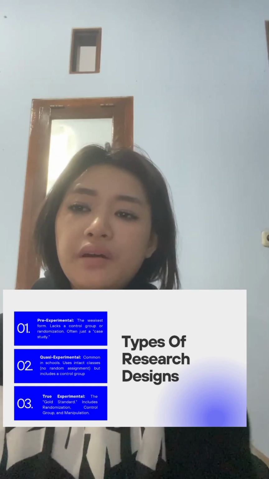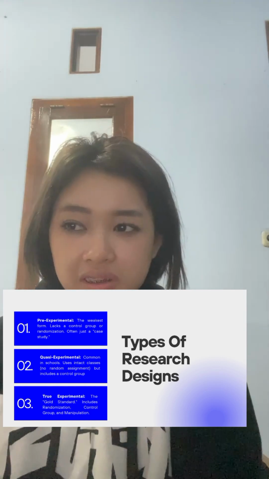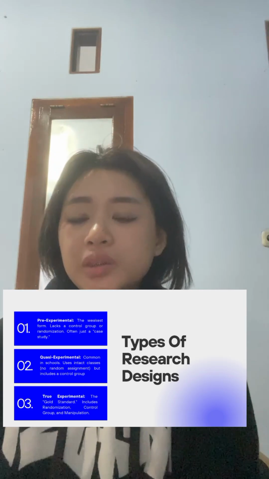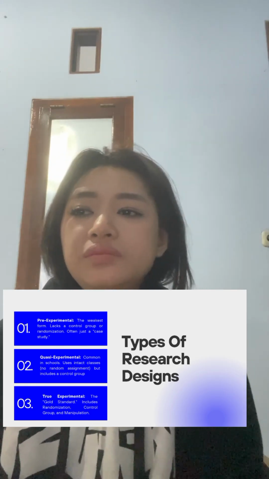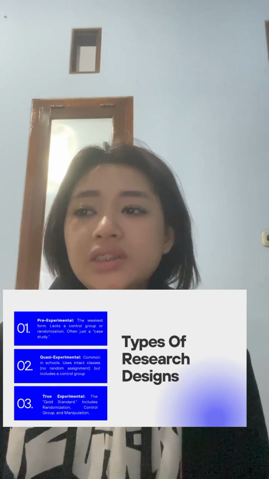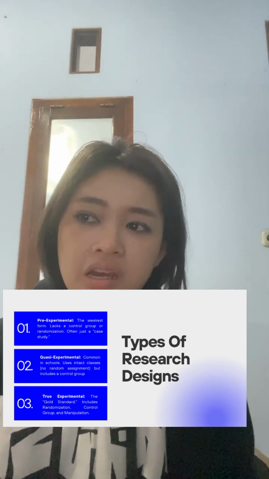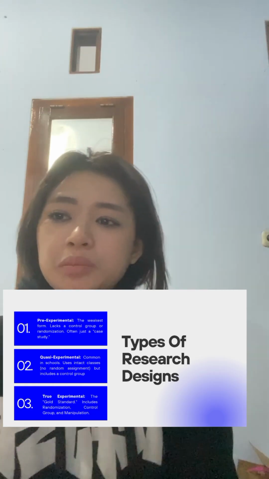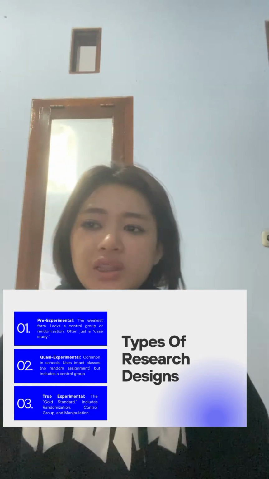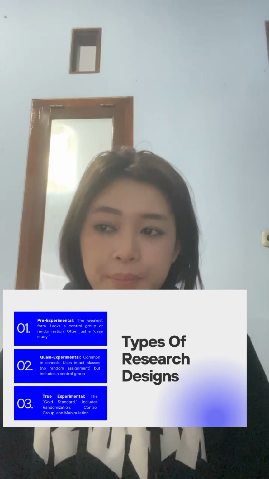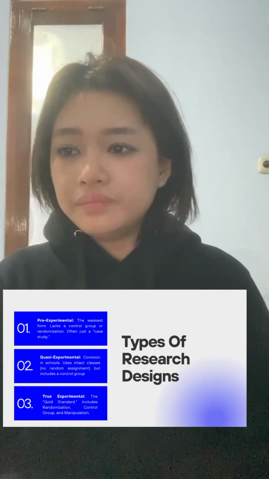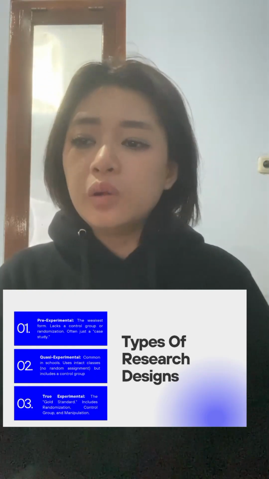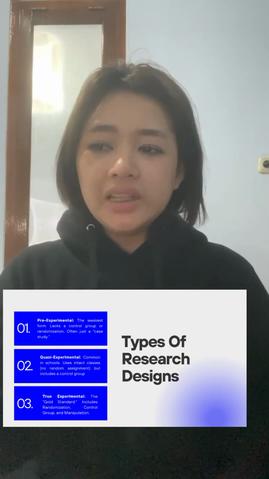The next slide, types of research design. There are 3: the first is pre-experimental, the second is quasi-experimental, and the third is true experimental. Pre-experimental is the weakest form, lacking a control group or randomization, often just a case study. Second, quasi-experimental is common in school and used in teaching classes. There is no random assignment, but it includes a control group. The true experimental is the gold standard, which includes randomization, a control group, and manipulation.